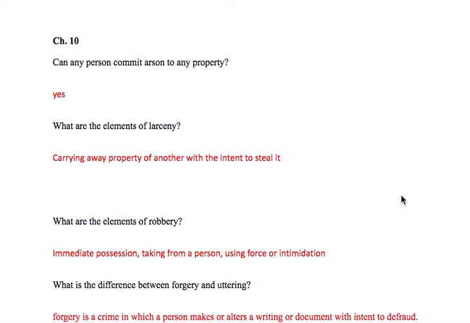Can anyone commit arson to any property? Yes, because if you light your own house on fire and you want to collect insurance, you can't do that. You will be charged with a crime.